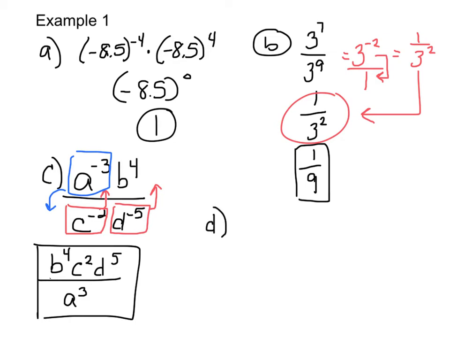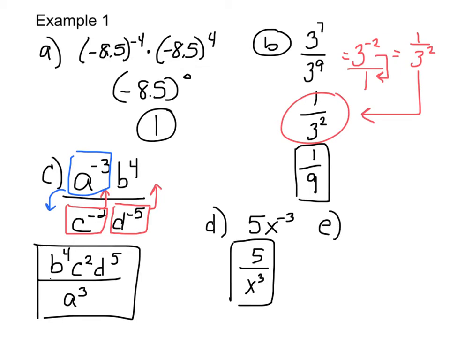D. Let's do 5x to the negative 3 power. Now, what's being taken to the negative 3 power? Only the x. Therefore, the 5 stays on top. The x to the negative 3 goes on bottom and becomes x to the 3rd.